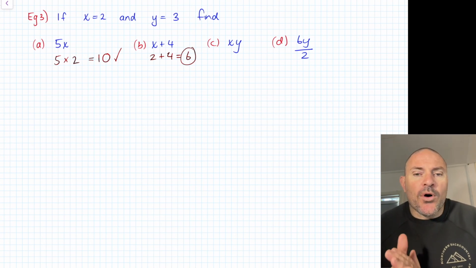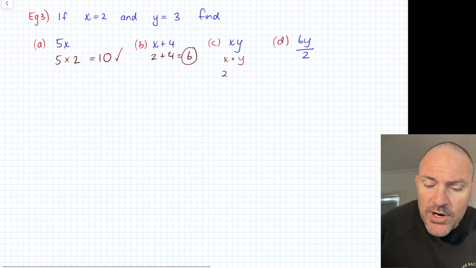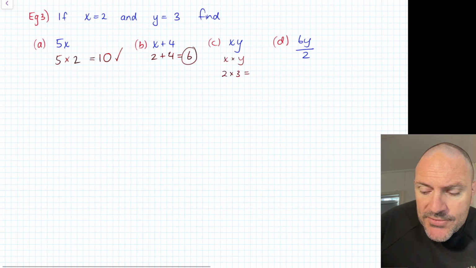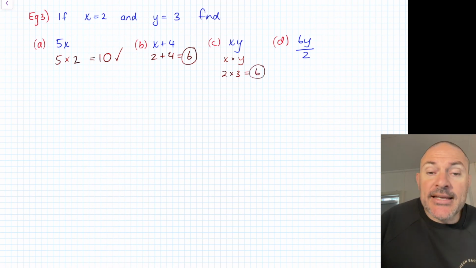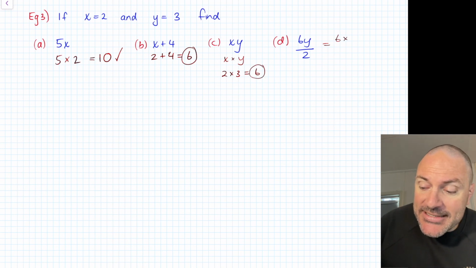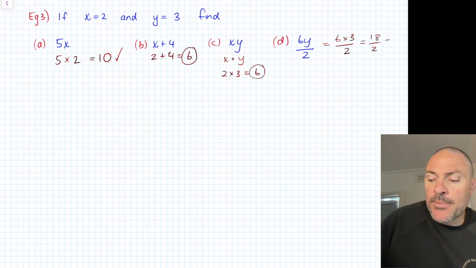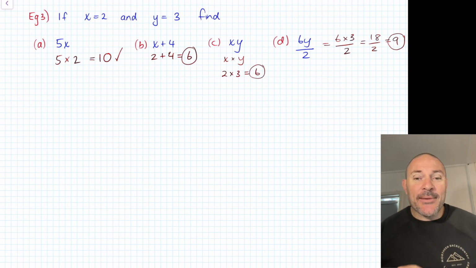What about xy? Well, they are next to each other. That means x times y. So 2 times 3, and that's going to make 6 as my answer. And the last one here is 6 times y, all divided by 2. Well, that makes 18 divided by 2, and that makes 9. Now, that last example, I'm not too concerned about because that's what I'm going to do next lesson.